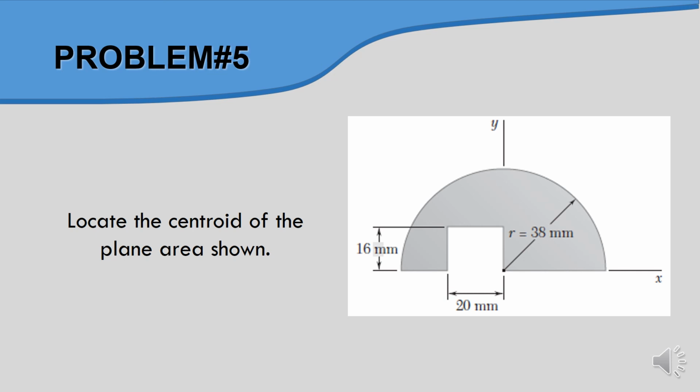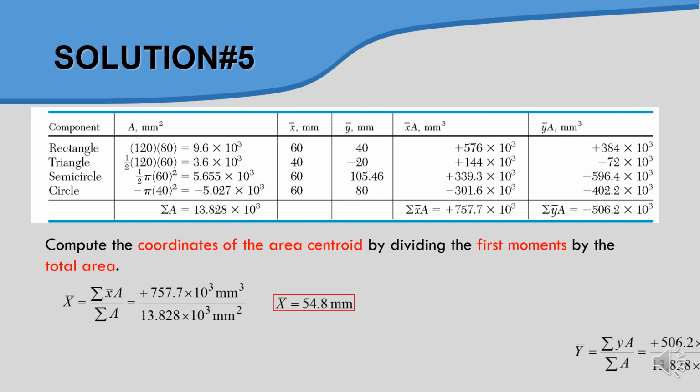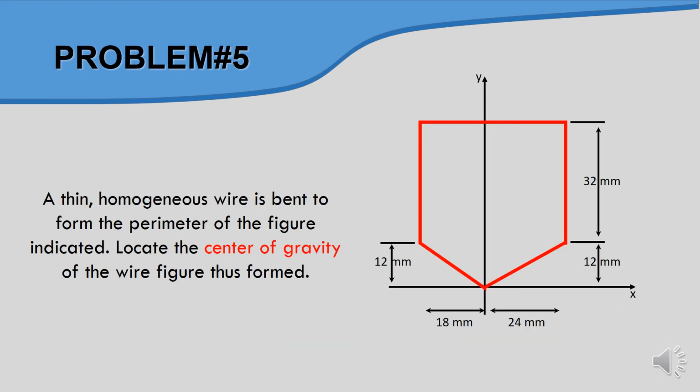Okay, and the final problem, which is related to the location of centroid in the plane. Okay, the final one is we have a wire. Its bend is something like this in red color here. The dimension is not symmetrical, but we need to locate the center of gravity of this wire.